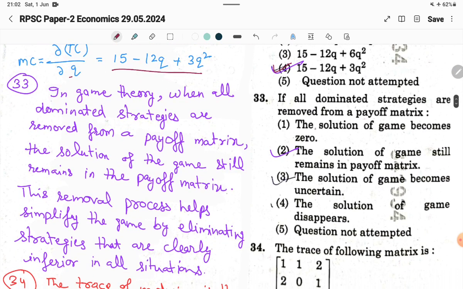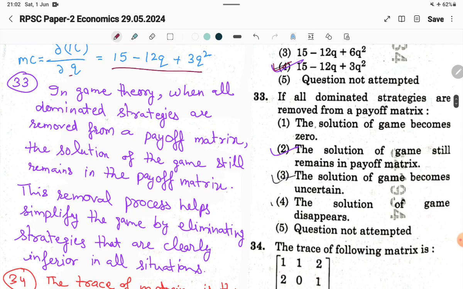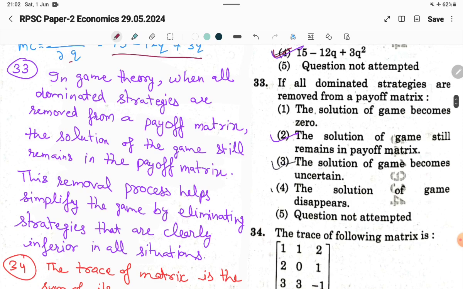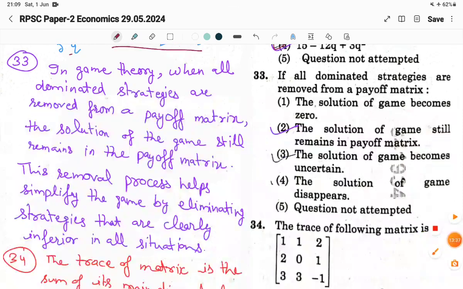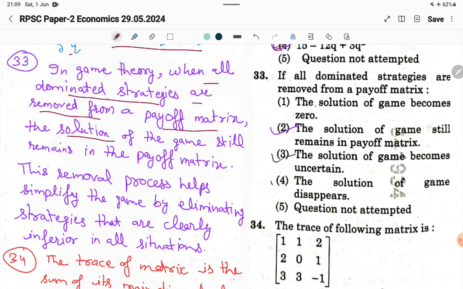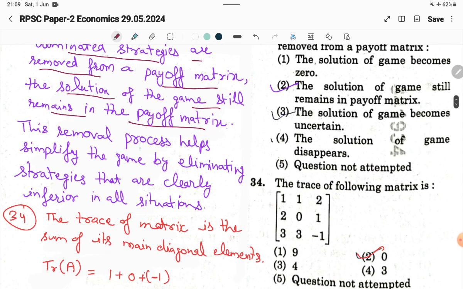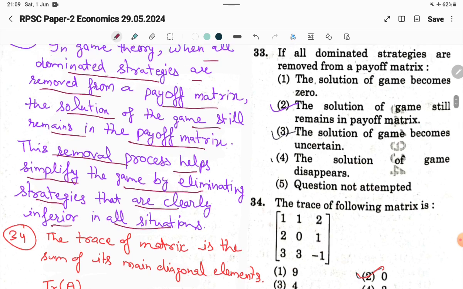Now the next question 33: if all dominated strategies are removed from a payoff matrix. In game theory, when all dominated strategies are removed from a payoff matrix, the solution of the game still remains in the payoff matrix. This removal process helps simplify the game by eliminating strategies that are clearly inferior in all situations. So the answer will be the second one.